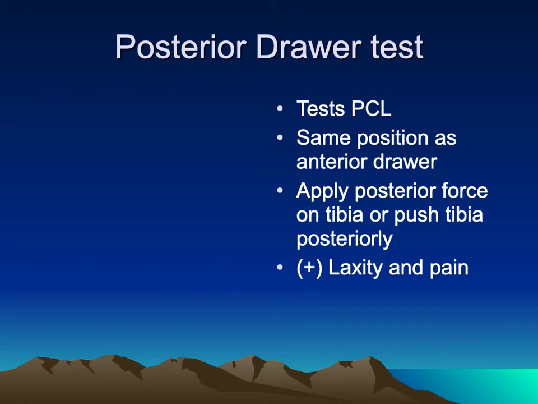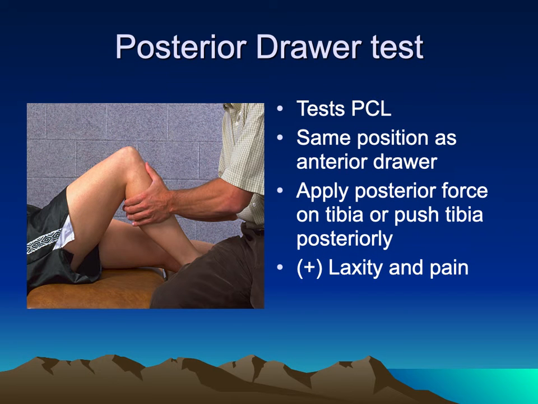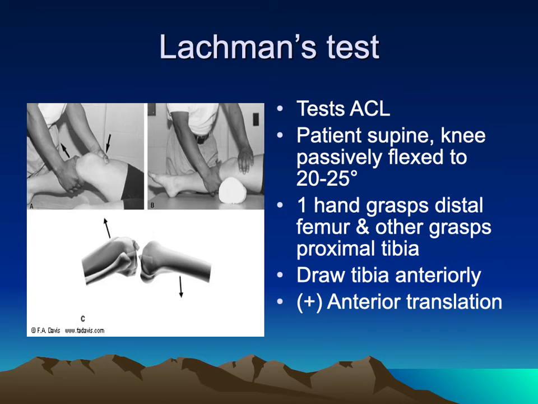So our posterior drawer test is for the PCL, same as the anterior drawer, except we're pushing posteriorly, and the positive sign is that it moves more in the posterior direction than on the anterior direction. And again, pain is always a positive sign. Lachman's test, another ACL test. This one takes a lot of work to get used to, a lot of practice.